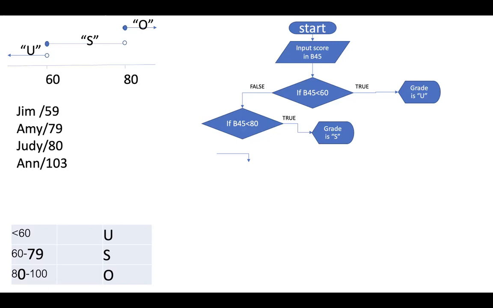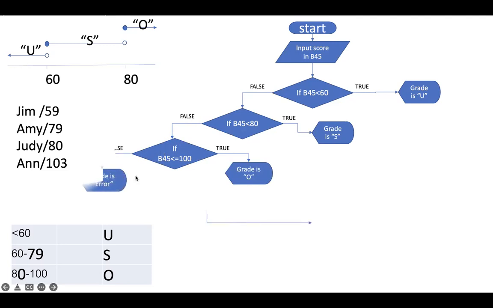In the range of 0 to 100, that means a score over 100 must be an error. So you can have another diamond shape to check if B45 is less than or equal to 100, because the score can be 100 points as well. If the score is in the range between 80 to 100, you just show the grade that is O, but otherwise you show the error grade.